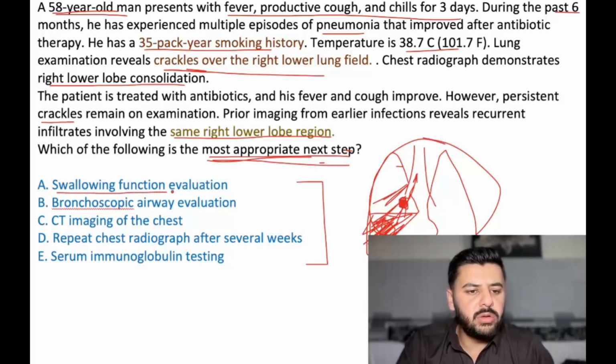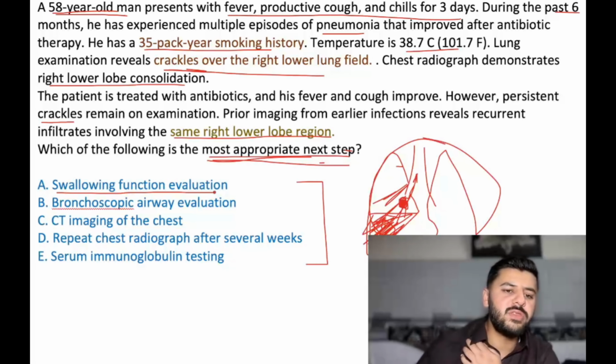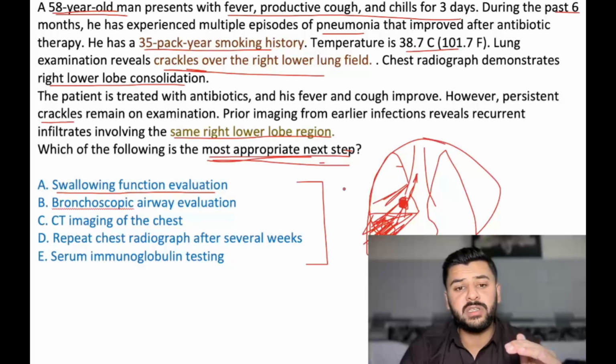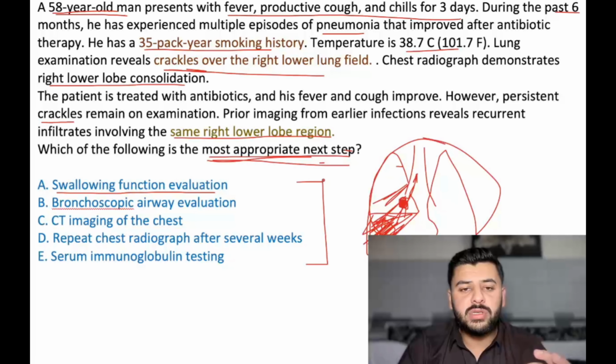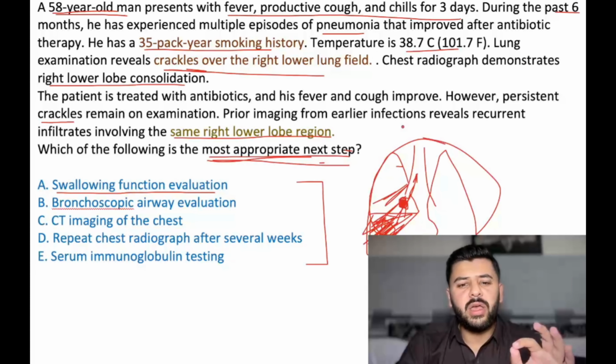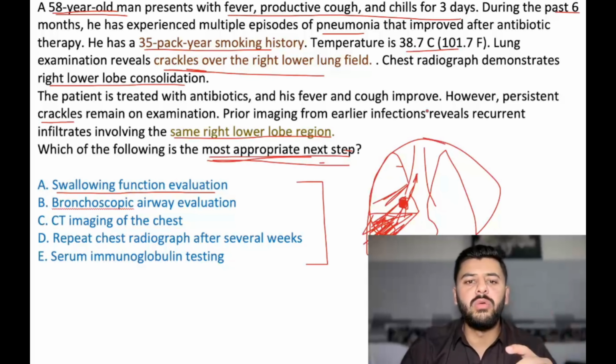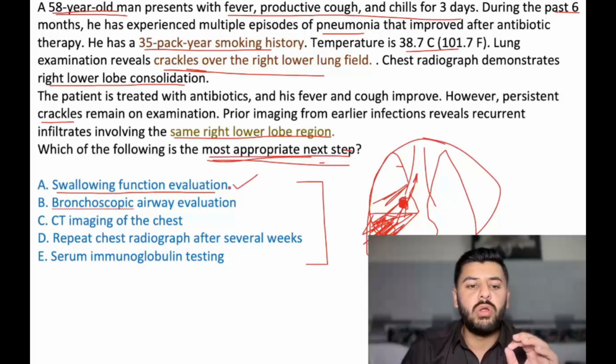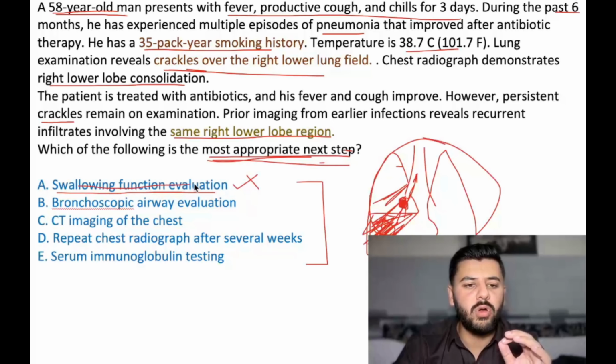Swallowing function evaluation, that refers to the barium swallow. Okay, one thing that's for sure, and I'm gonna ask you to fix this in your brains. Wherever you see dysphagia in the stem, they say the patient is having difficulty in swallowing. What is the best next step in management? You have to choose this one. Swallowing function evaluation, the barium swallow. But here, I'm not seeing any swallowing dysfunction, so that surely is the wrong answer. Okay, rule this out. We are left with 4 options.